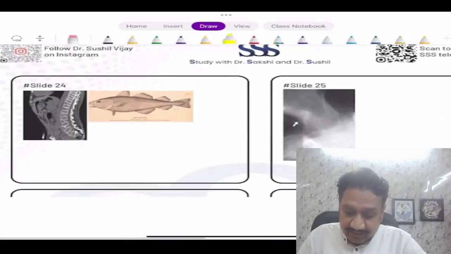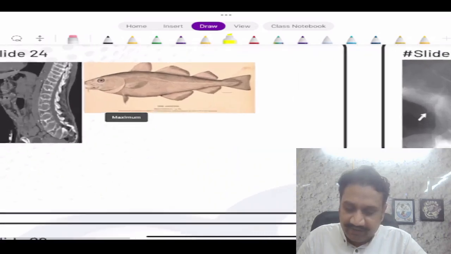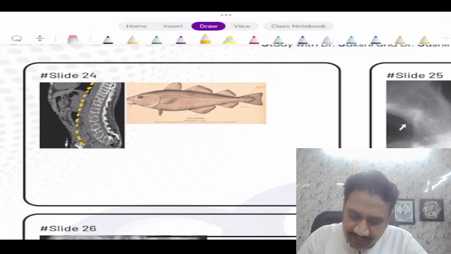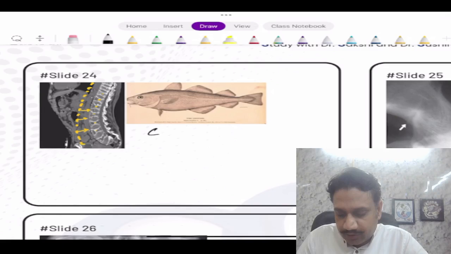Then we have, coming on to the metabolic disorder slides. If they give you some picture like this, where the full length of the spine is involved, and in between every vertebral level, what you can see is a depression. Can you all see that? And that is called as what? This typical appearance is called the codfish spine appearance.